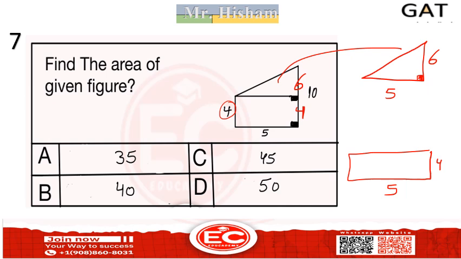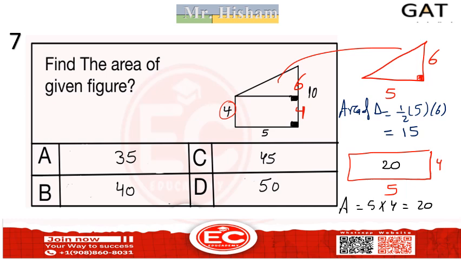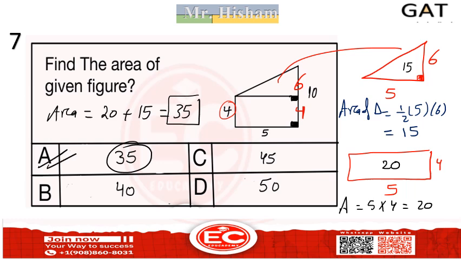Let's start with the triangle. Area of this triangle is half base by height, so it's a half 5 by 6. So it's equal to 15. And the area of this rectangle is length by width, so 5 times 4. So it's equal to 20. So this is 20, this is 15, so the area of the whole shape is equal to 20 plus 15, which is equal to 35. So the right answer is A.